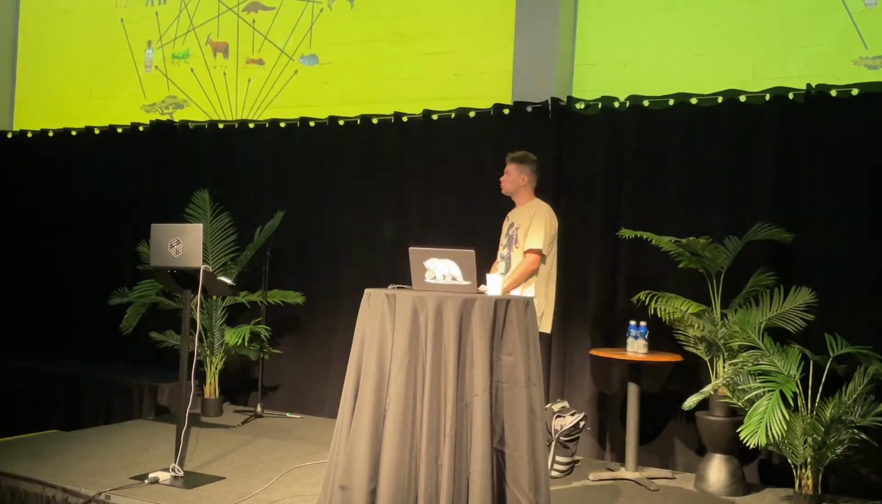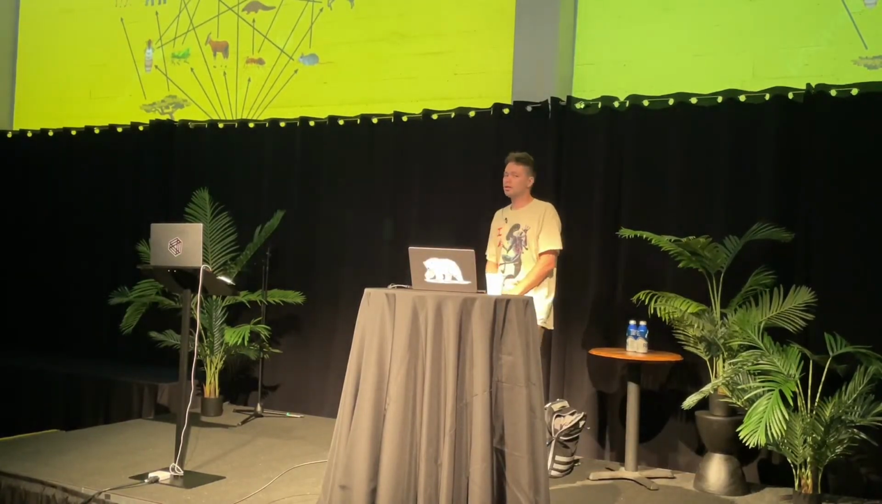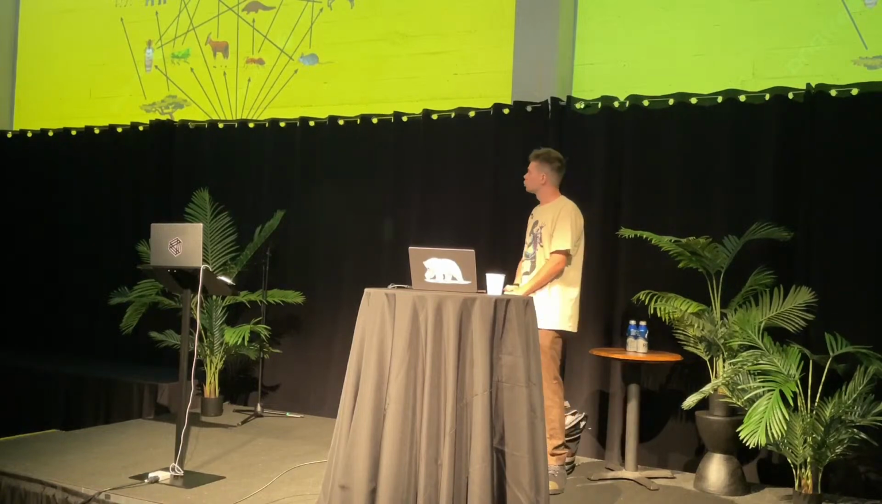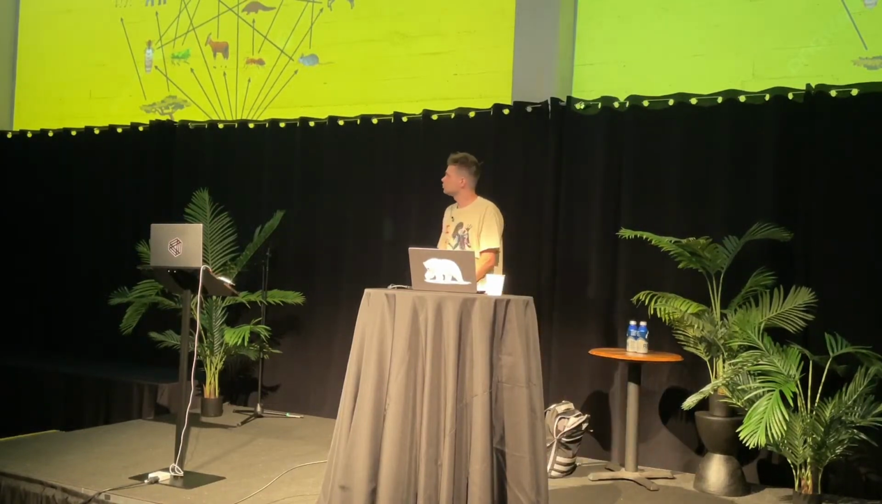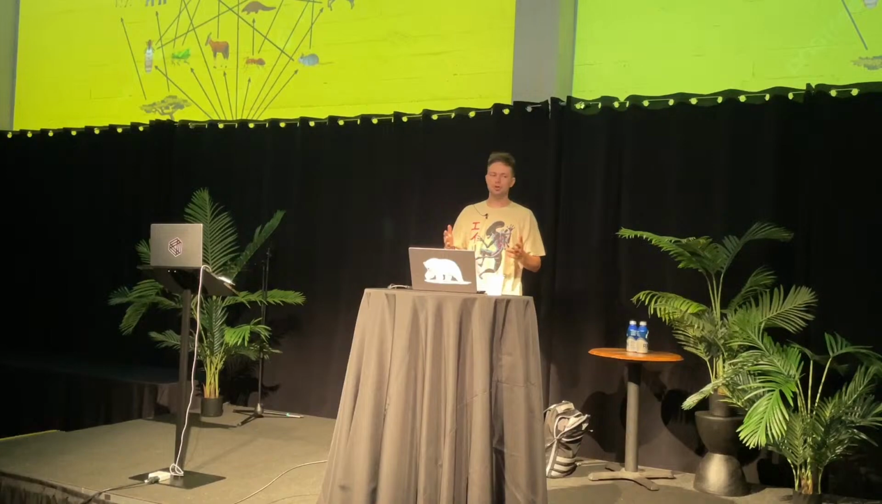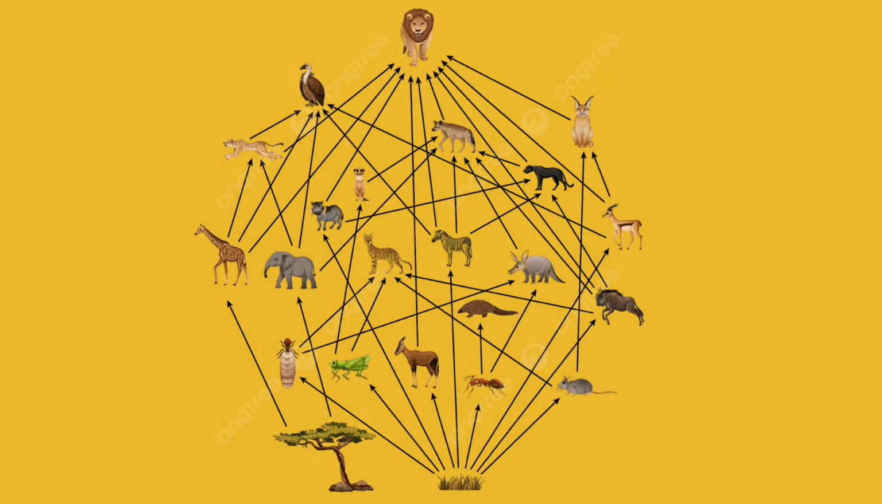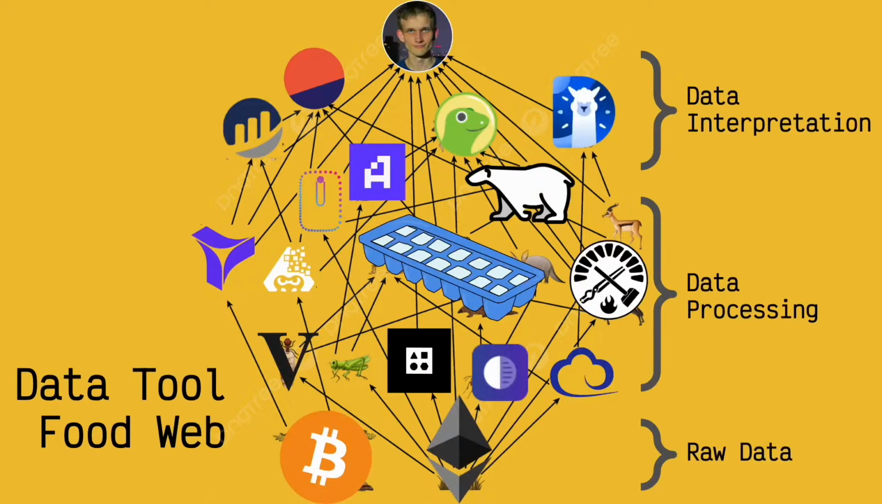So the flow of data in crypto is a lot like a food web. Food webs in biology are a way to visualize how energy flows through an ecosystem. So at the bottom, you have the energy source, the plants, and then you have animals that eat the plants, and then you have many layers of animals that eat other animals. This parallels the way that data flows through tools in the crypto ecosystem.